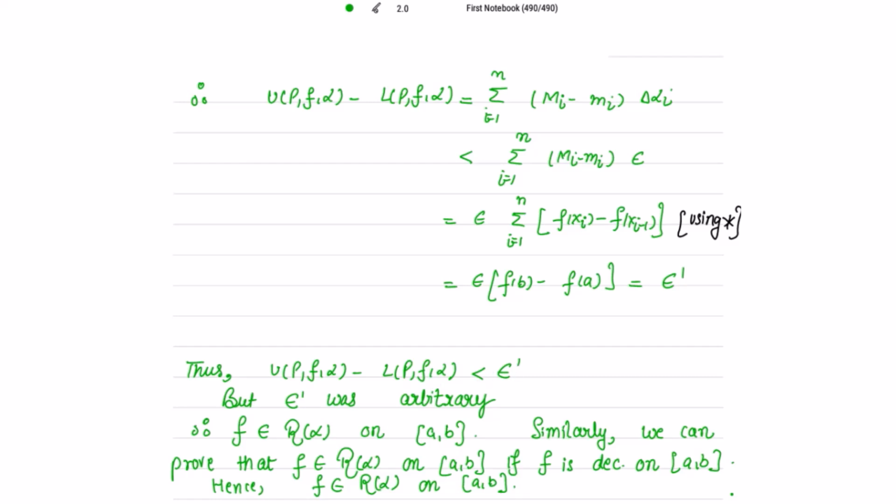But epsilon dash was arbitrary. We have chosen epsilon to be arbitrary, so this is also arbitrary. Therefore, f is Riemann integrable on closed interval [a, b]. Similarly, we can prove that f is Riemann integrable on closed interval [a, b] if f is decreasing on closed interval [a, b]. All the steps will be the same, you just have to change the values for the decreasing function. Hence, f is Riemann integrable on closed interval [a, b].